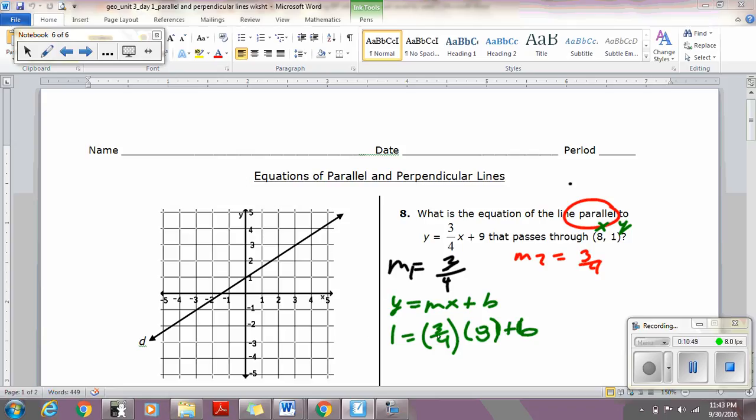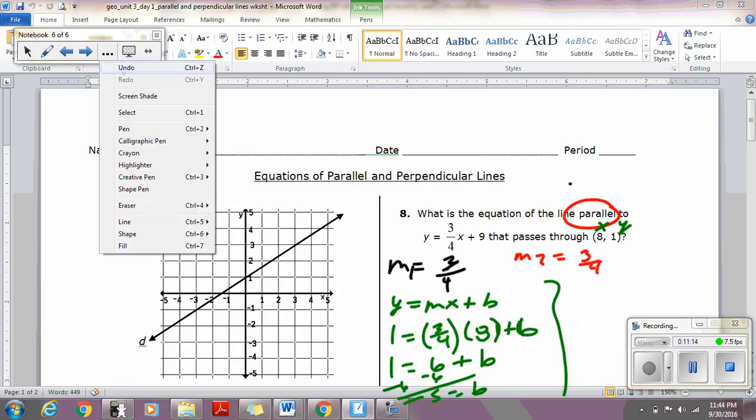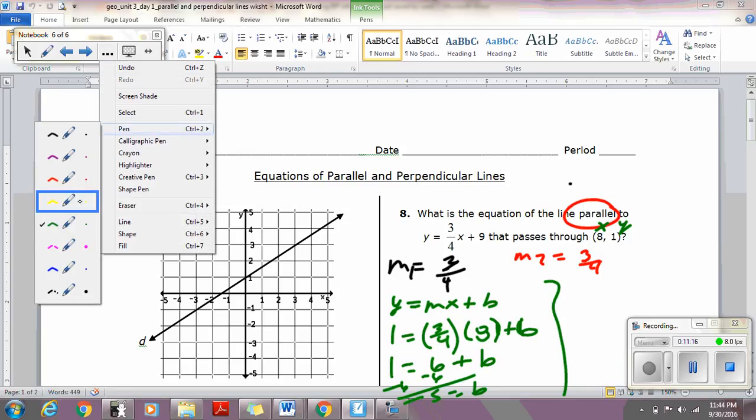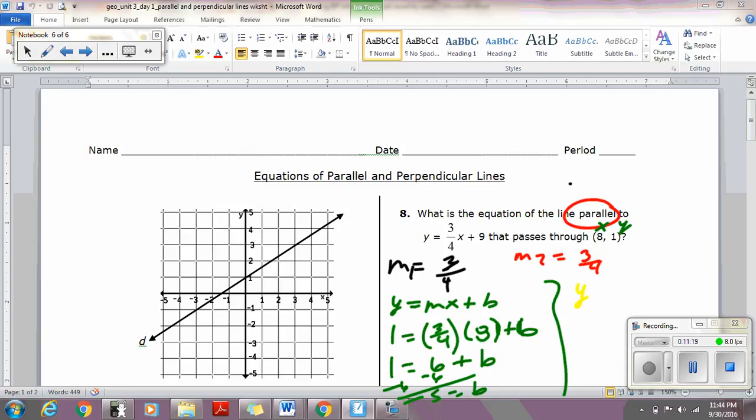So without a calculator, 3 over 4 times 8 would give us 24 divided by 4, which is 6. It happens that they're all 6. That is an interesting coincidence. So again, I'm going to subtract 6 on both sides, which would give me negative 5 is equal to b. So now I can write the equation. And the equation would read y equals 3 over 4x minus 5.